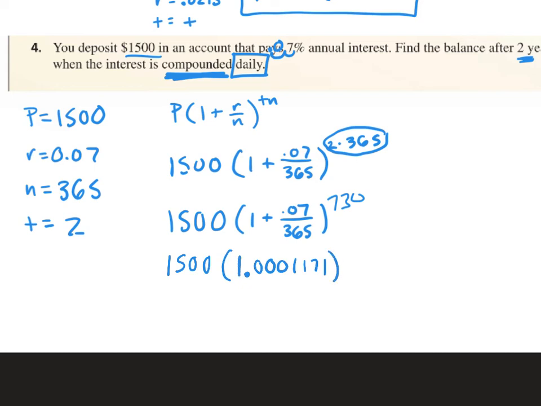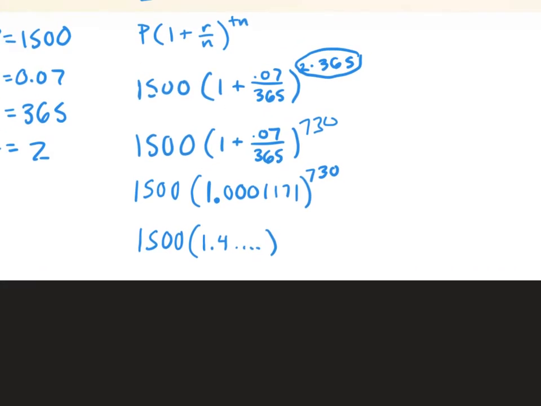It helps if you just leave it on your calculator. That way you don't have to write down everything, because it will be a long decimal, and you want to make sure it's as exact as possible, so keep it in your calculator. Then we raise that to the power of 730. And what do we get? Then we multiply that by 1500, and what do we get? 1725 and what? 0.39.